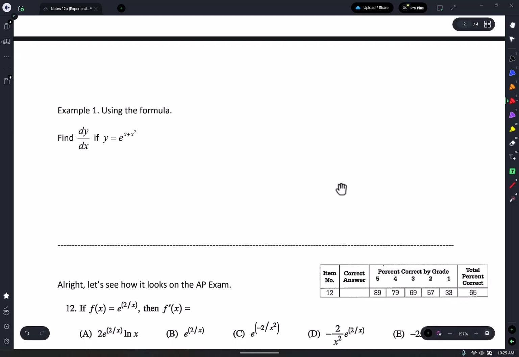dy/dx, if y equals e to the x plus x squared, then... I'll wait for you guys because I can hear the shuffle. Oh, sorry, Spider-Man.